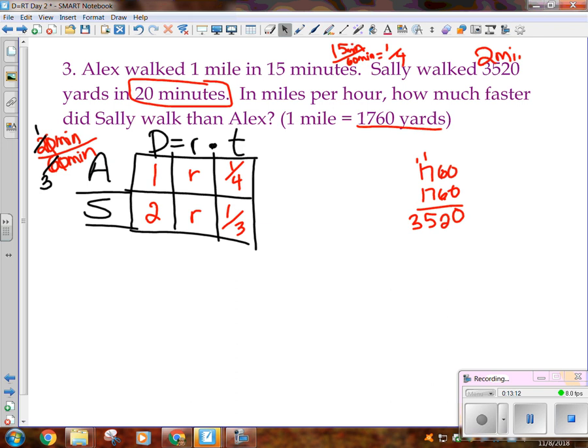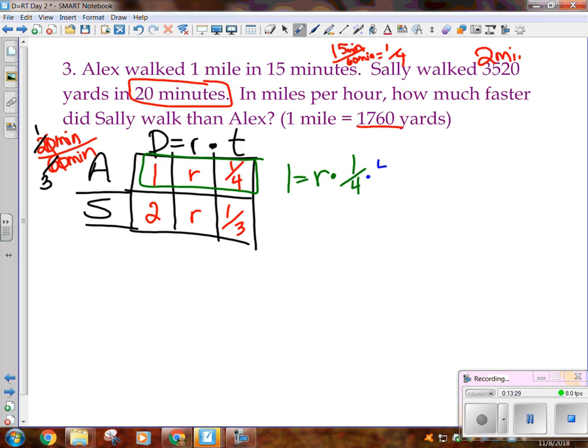R. Okay, I've got to use the equation to pull out Alex's information. 1 equals the rate times the time of 1/4. What's the opposite of divide by 4 as a fraction? Multiply by 4 over 1. So multiply this side by 4. So what's the rate for Alex? 4.